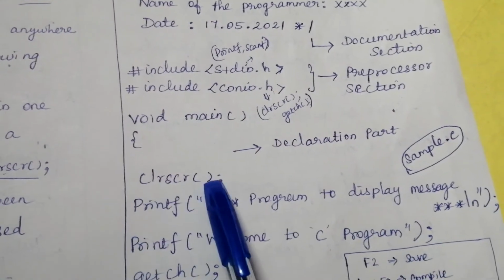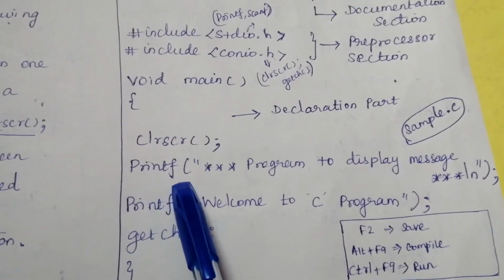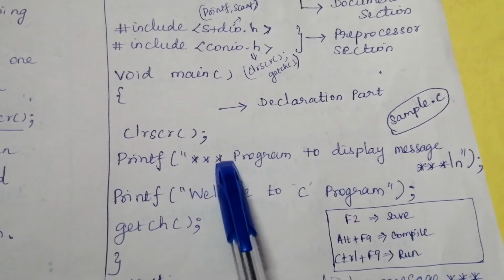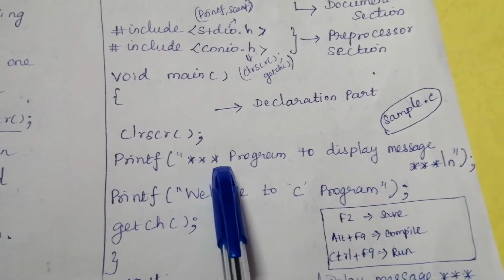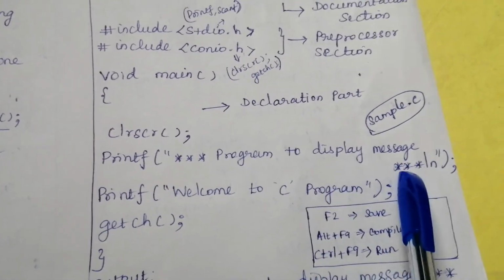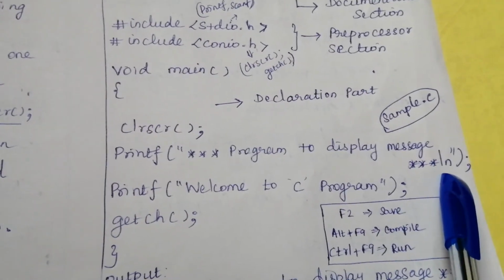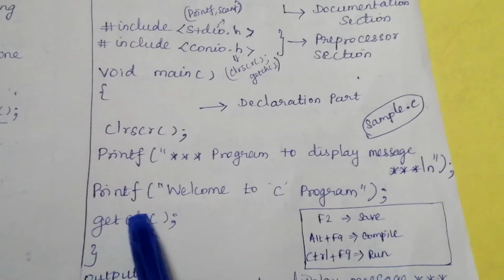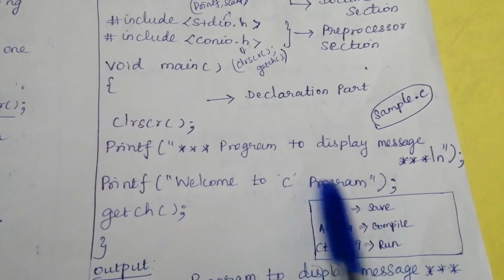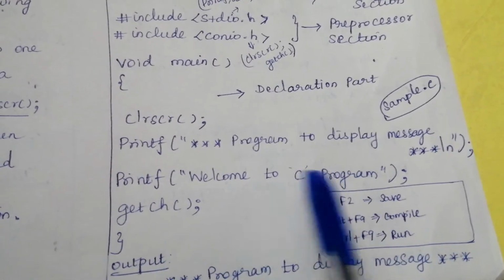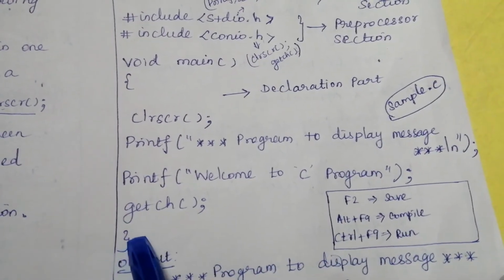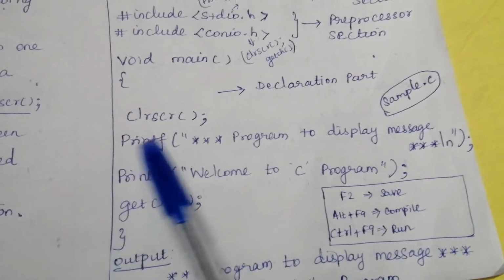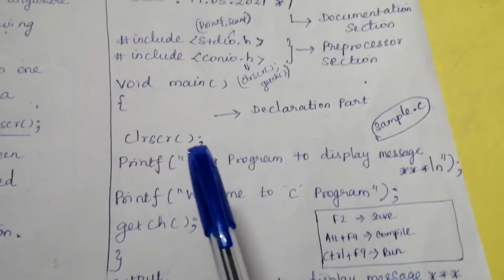After that I have written the clear screen function. Then I have used a printf statement to display the message. The very first printf statement is going to display the title of the message, like asterisk asterisk asterisk program to display the message asterisk asterisk asterisk. I have given a new line character, so on execution the cursor will move to the next line. In the next printf statement, I have displayed the message welcome to C program. After that getch, and then I closed the curly braces. This closing curly brace denotes the end of the logic of the program. So this is about the C program.